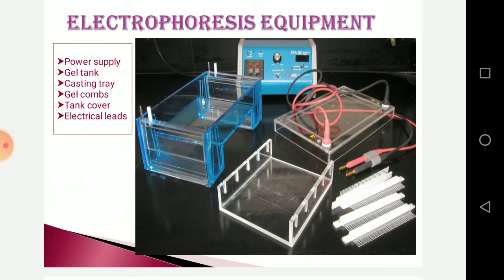So what electrophoresis equipment? What are the things we use in electrophoresis technique? We use power tank, gel tank, casting tray, gel comb, tank cover, and electrical leads. Everything is given in this diagram. And we use this equipment for performing gel electrophoresis.